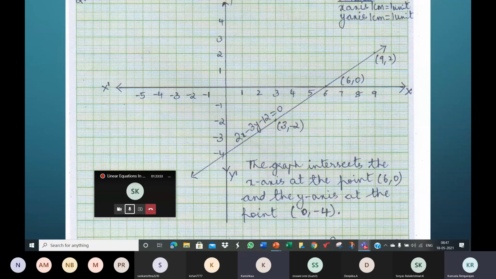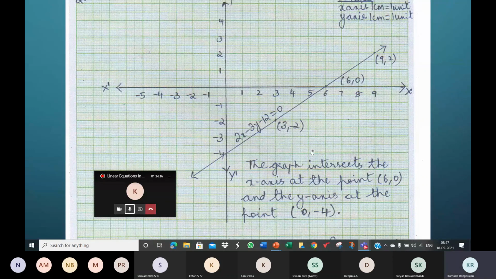Ma'am, y is equal to -4, ma'am. Yeah, y is equal to -4. So what was the value of x? 0, ma'am. When x is 0, y is -4. That's what you see here. See here, 0, -4. When x is 0, y is -4. So now this will be 0, -4.